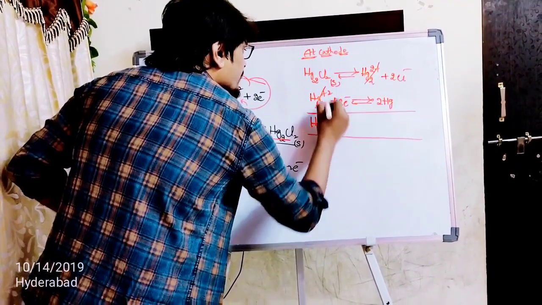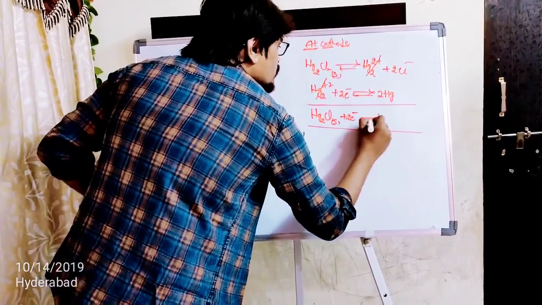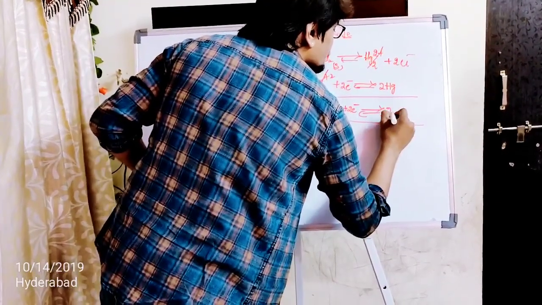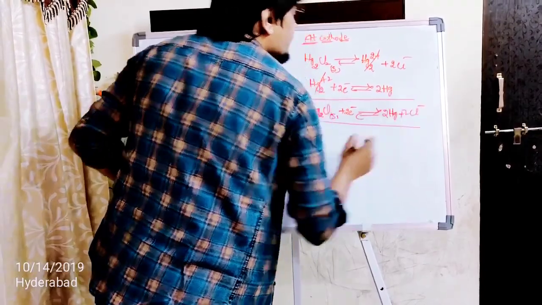The resulting reaction is Hg2Cl2 solid gains 2 electrons, giving rise to what is left on the right side? You are supposed to write 2 moles of mercury plus 2 Cl minus.